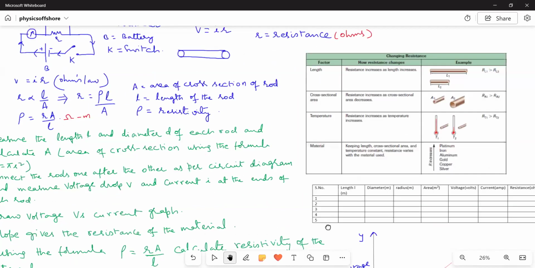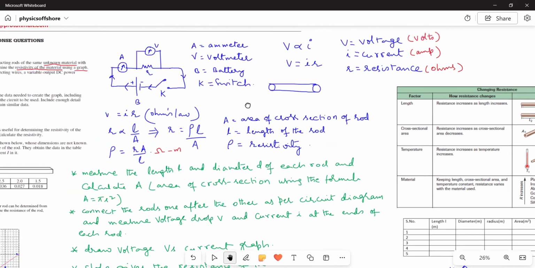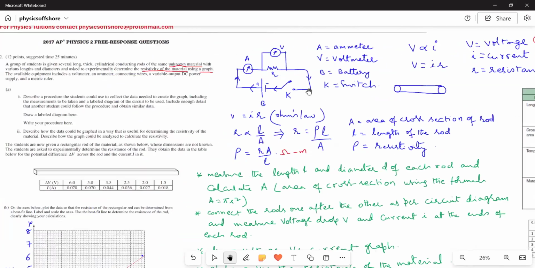Now, how to perform the experiment? I have given the circuit diagram. So as per the circuit diagram, you have to connect the rods. He gave cylindrical rods of unknown material. Okay. So what you have to do is first measure the length of the rod and then the diameter of the rod using the ruler.